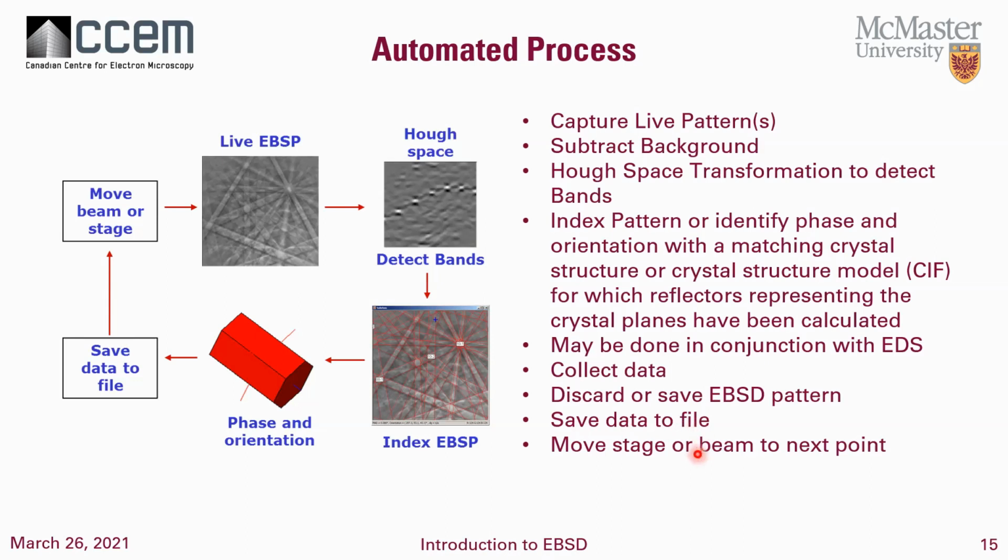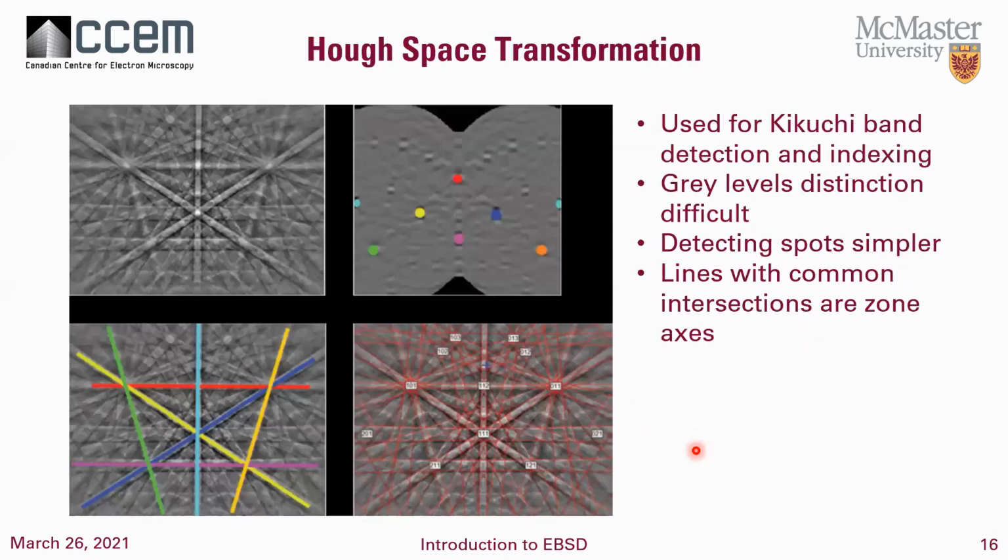But yeah, save the data to a file that you can then do some processing of the data later. And then we move on to another area, or we move the beam to the next point of data collection. Now, when we talk about the Hough space transformation, it's sometimes referred to as a butterfly filter.